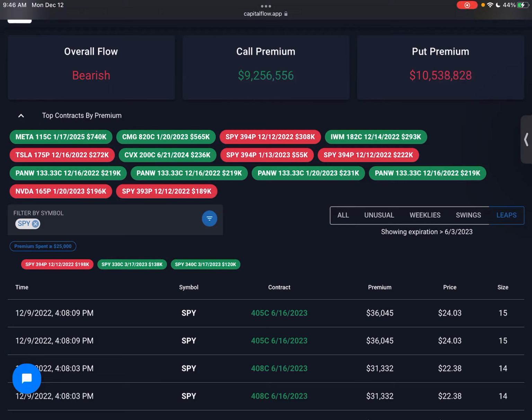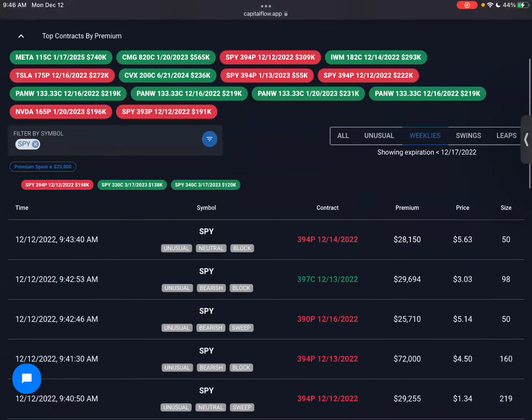So it's all just kind of a personal preference thing. I wouldn't say that weeklies or swings or leaps, I wouldn't say any one of them is better. For me, I just like to day trade. I'm a full-time trader, so I come into markets every day. I'm looking at the markets, so I'm trading every day. So I typically watch the weeklies, right?